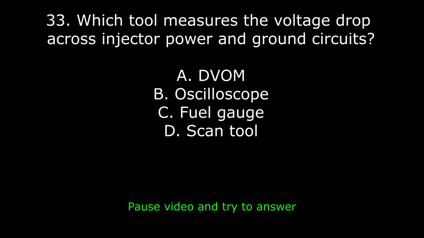33. Which tool measures the voltage drop across injector power and ground circuits? A. DVOM, B. Oscilloscope, C. Fuel gauge, D.